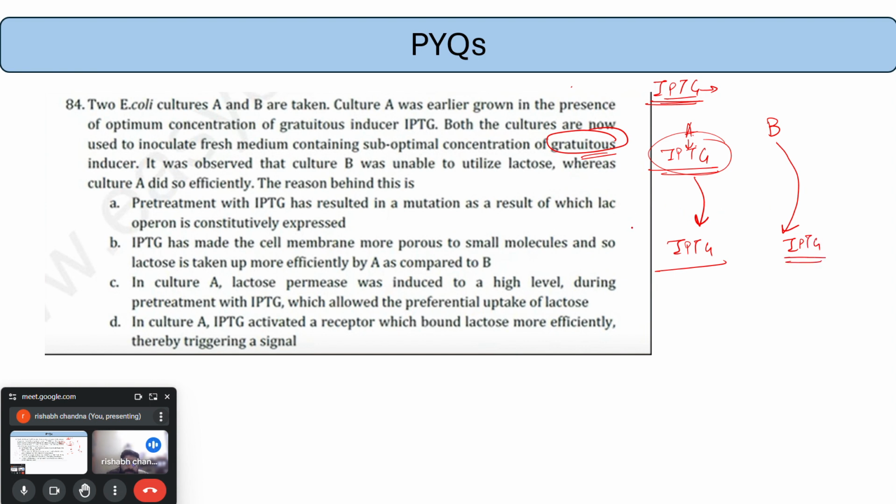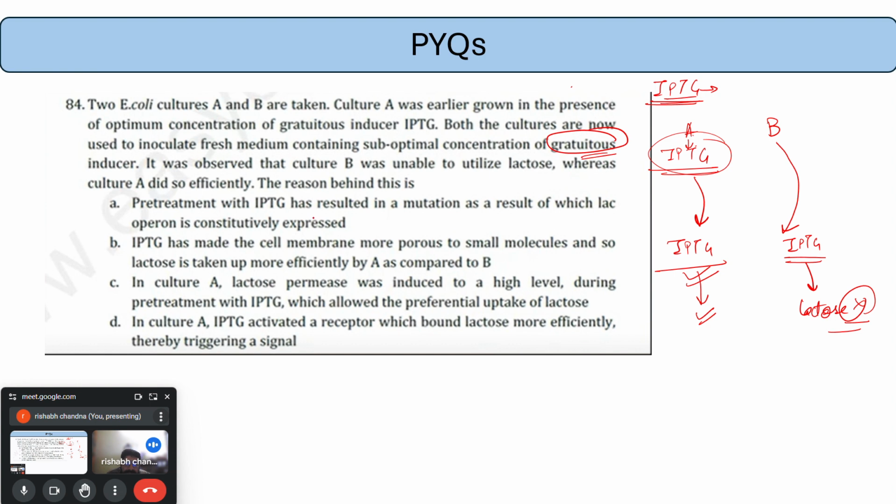Now, it was observed that culture B was unable to utilize lactose. Here, lactose was not utilized. Okay, whereas culture A did so efficiently. So, what would be the reason for this? So, we'll see the options first.